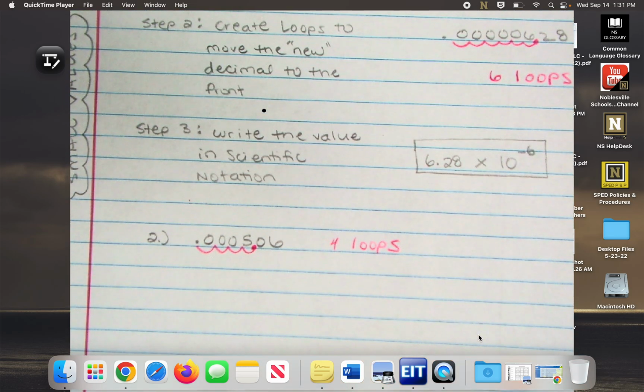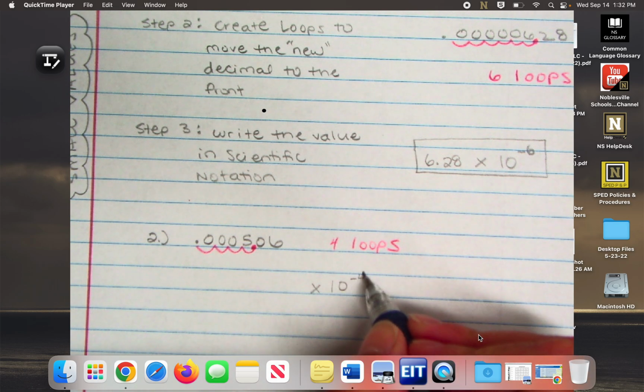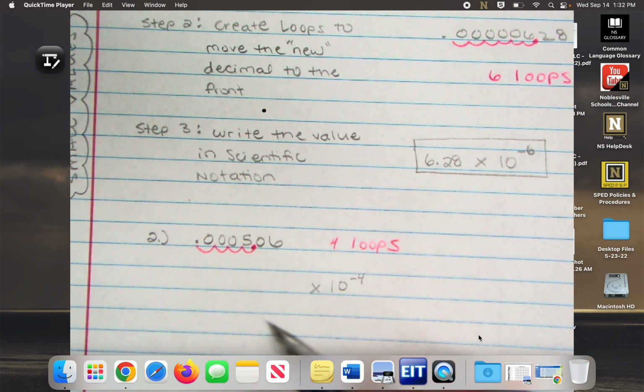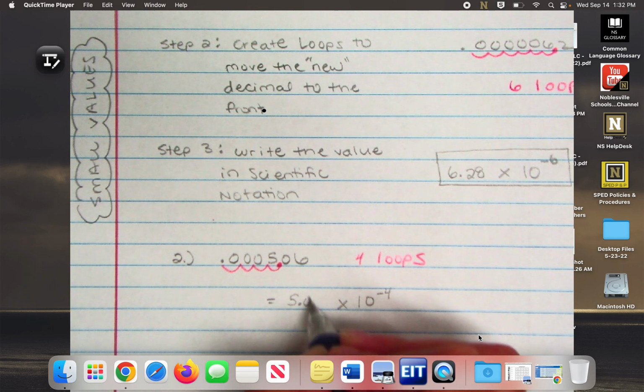So I know my exponent is going to be a -4 because my loops went to the left. So what will the first part be? I know I have 10 to the -4. What will go in front of 10 to the -4? Molly? 5.06. 5.06.